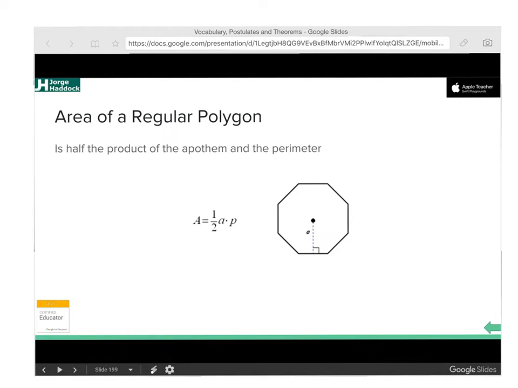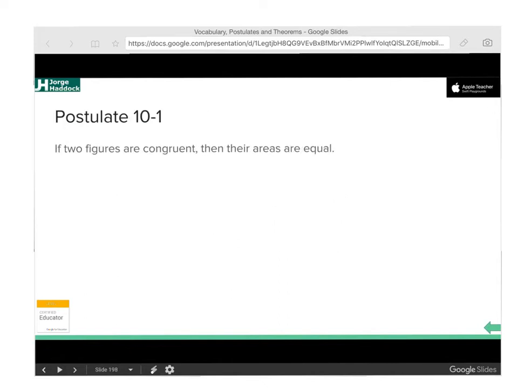So the area of a regular polygon is half the product of the apothem and the perimeter, right? So the perimeter, as you know, is the addition of all the sides. So it's half of the multiplication of that, right? And as you know, if two figures are congruent, then their areas are equal.